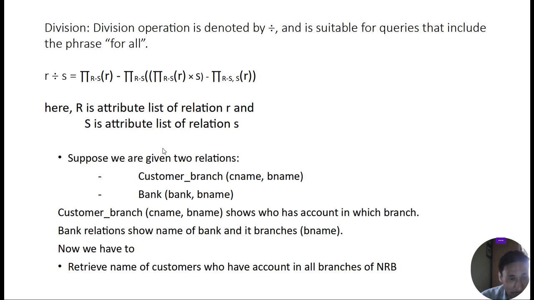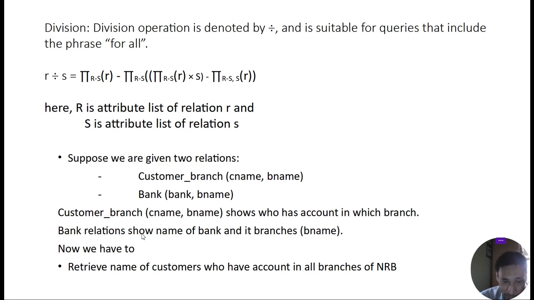Okay, so now to elaborate on this and understand it, let's consider a simple example. Here we are considering 2 tables: customer branch, containing customer name and branch name, and bank, containing bank name and branch name. Customer branch shows who has an account in which branch. That first relation, customer branch, will let us know which customer has an account in which branch.